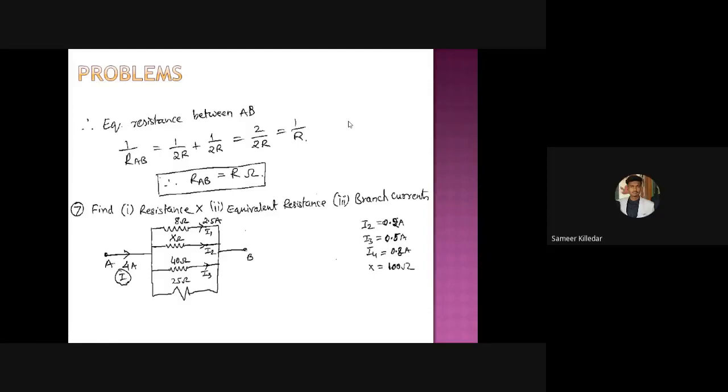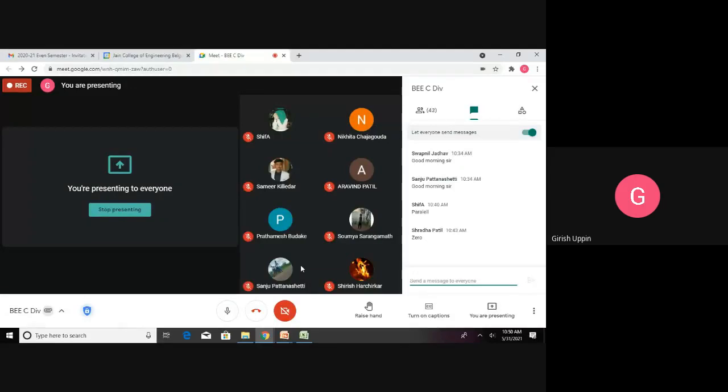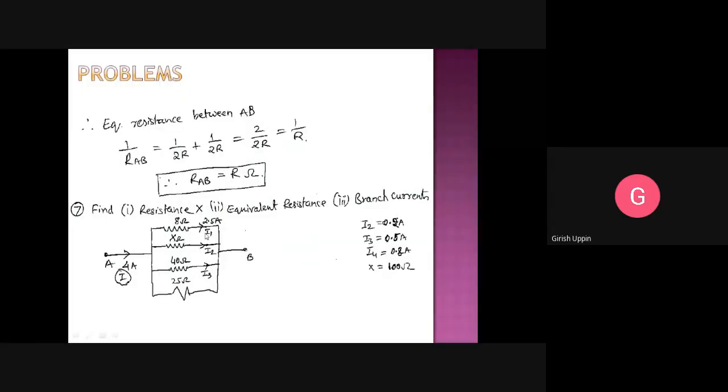Sir, we can solve by the symmetric method, when two sides are the same, we can solve by only one side at the junction, sir. V is equal to I into R. V is equal to I into R. Okay. Where will you apply that? V is equal to I1 into R1. Very good, Soumya. V is equal to I1 into R1.